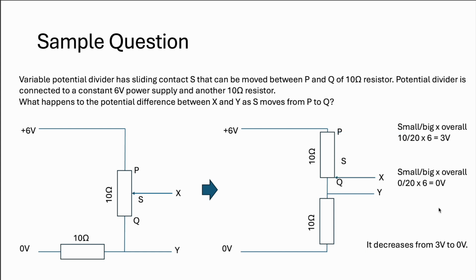So firstly, you redraw your diagram to help you, draw into this format. Then you realize that if the point is at P, then the voltage at the potential divider is going to be 3 volt because the resistors are the same amount of ohms. Then if you slide it lesser and lesser and lesser, your small over big times overall is going to get lesser and lesser and lesser. So it's going to be from 3 volt to 0 volt. So if it's at Q, it's 0, right? So 0 over big times overall is 0.